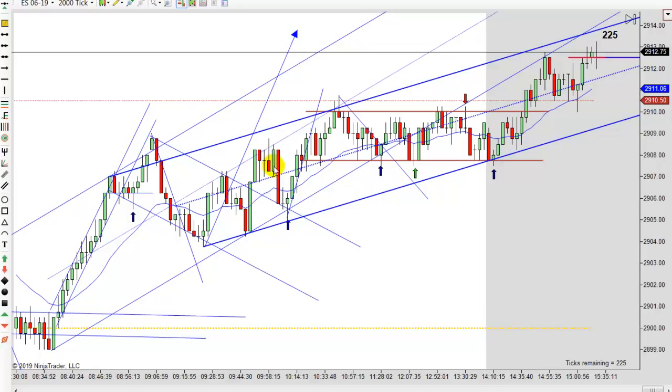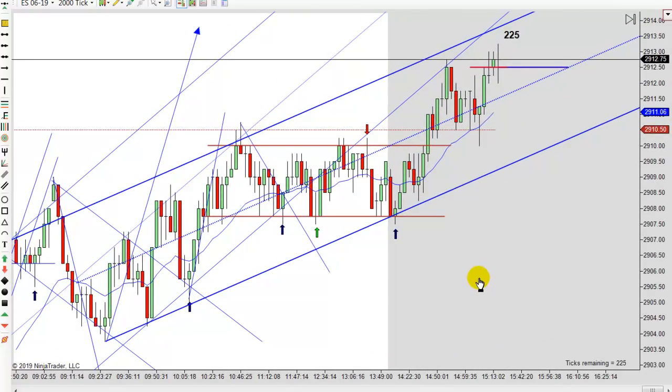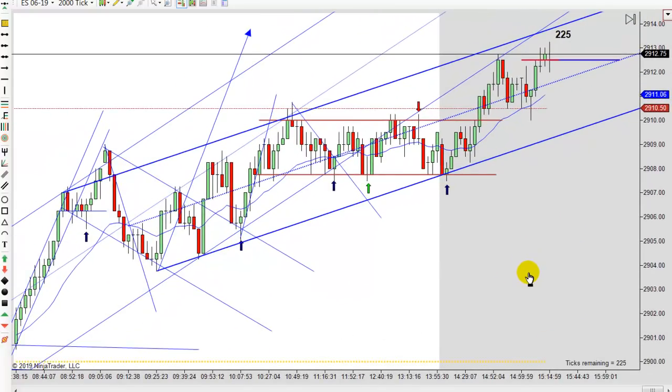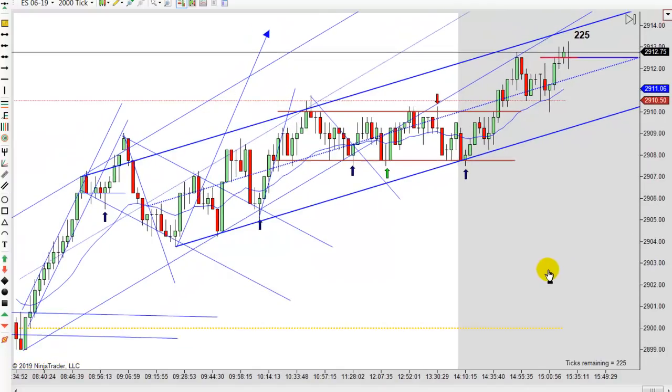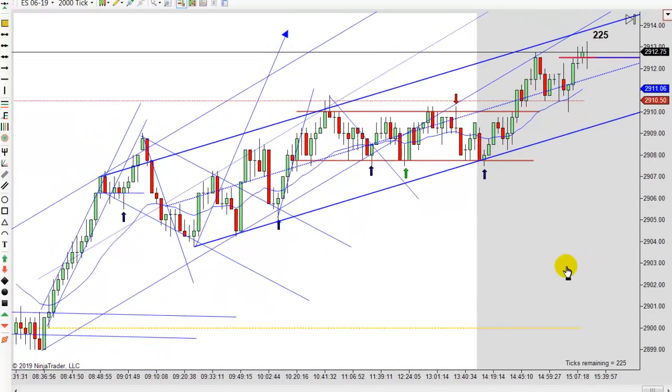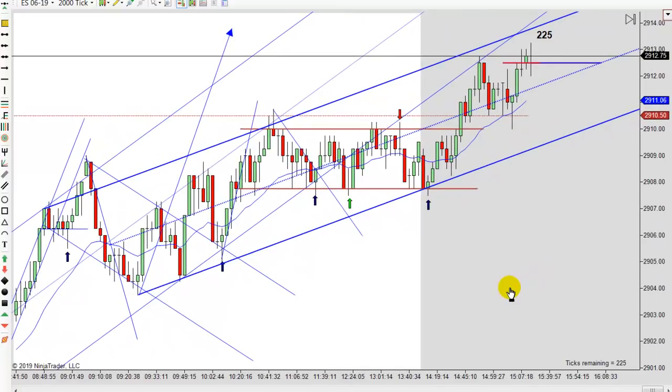I'm pretty sure this midline is in the right place right here, because we gapped once, twice. We gapped right there. It came back and filled it. Seemed like there was another one somewhere. But anyway, I think you get the point. Not much else we can say about today.